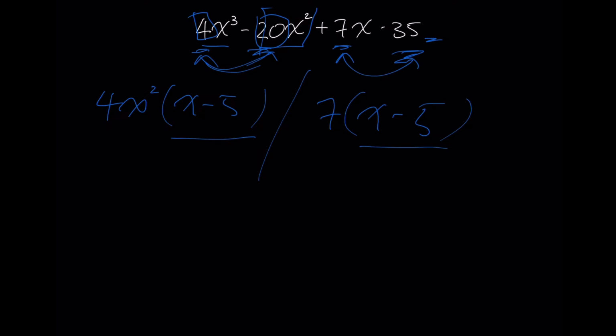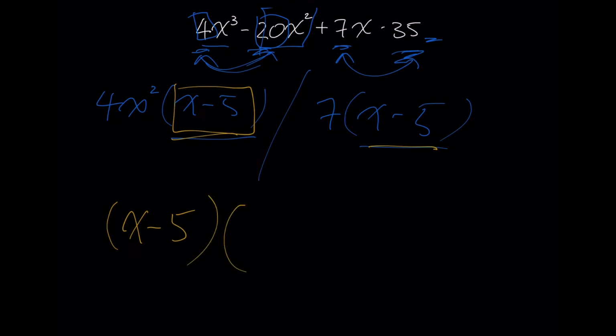You might see some kind of pattern going on here. So x minus 5, x minus 5. Both sets of numbers were able to produce this after factoring out their greatest common factor. So we take this x minus 5, and then we look at the greatest common factors, 4x squared and 7. So positive 4x squared and positive 7.